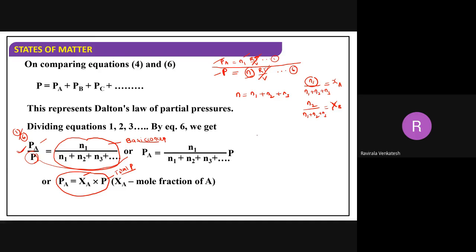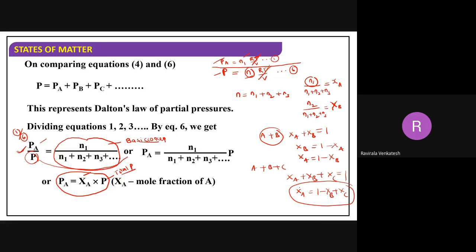Always remember, beta, for example, a mixture is having A plus B. In this case, mole fraction of A plus mole fraction of B is always equal to 1. Then mole fraction of B is equal to 1 minus mole fraction of A, and mole fraction of A is equal to 1 minus mole fraction of B. For example, if a mixture is A plus B plus C, then mole fraction of A plus B plus C is equal to 1. In that case, mole fraction of A is equal to 1 minus the mole fraction of B plus the mole fraction of C. I can derive this formula.